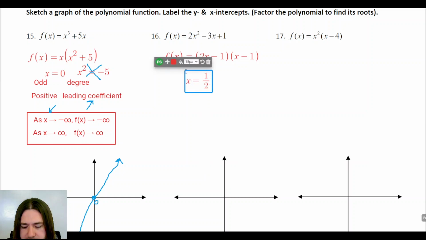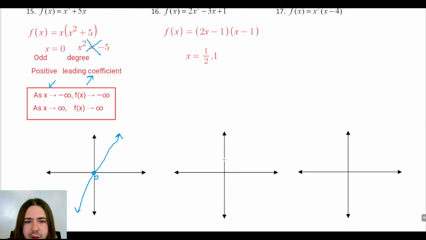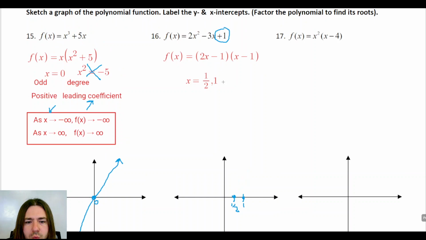And x equals 1. So those are going to be our two x-intercepts. We'll just put 1 right here, and we'll put 1/2 right here. Our y-intercept here is just 1. So we are also going to cross the graph right here at 1.